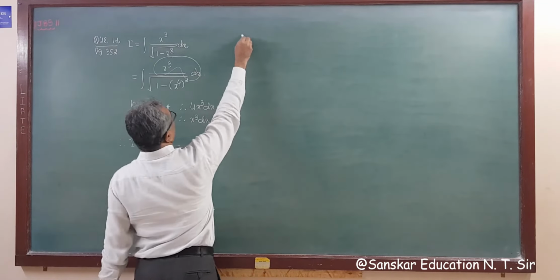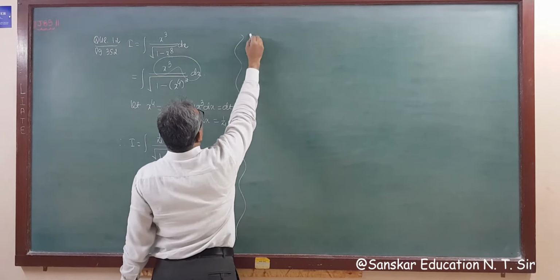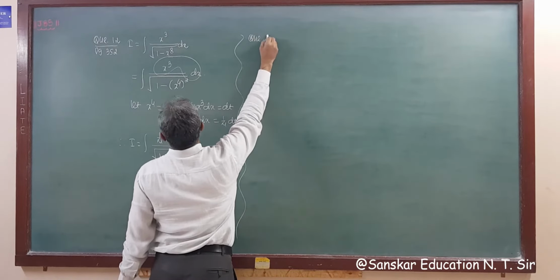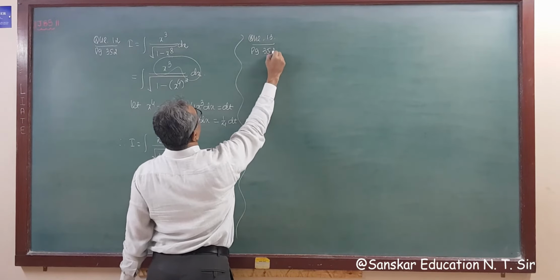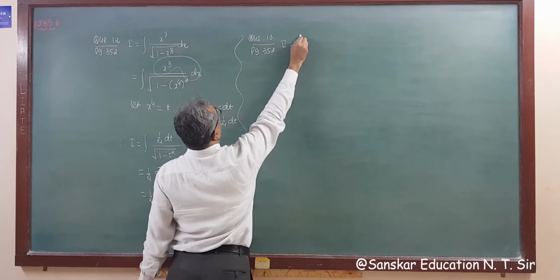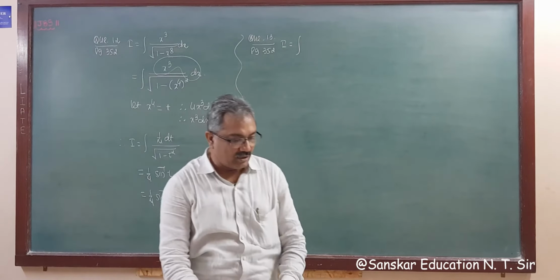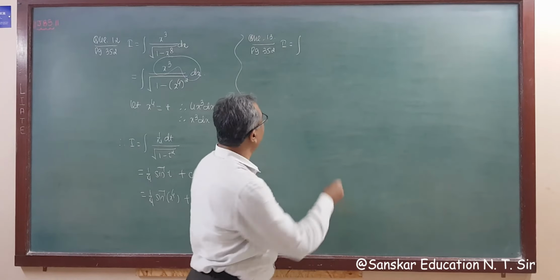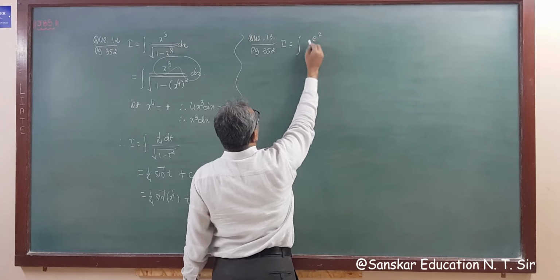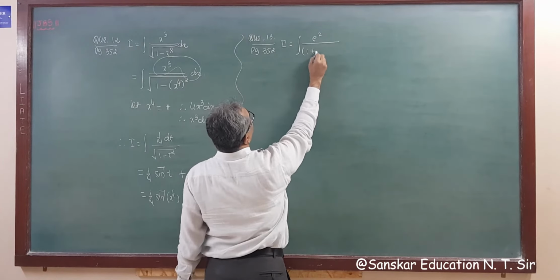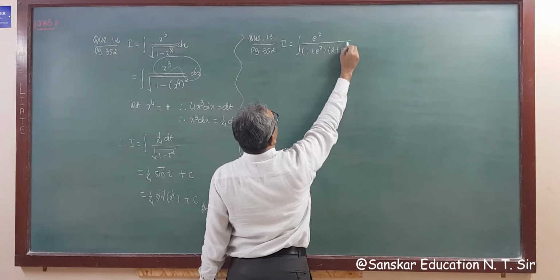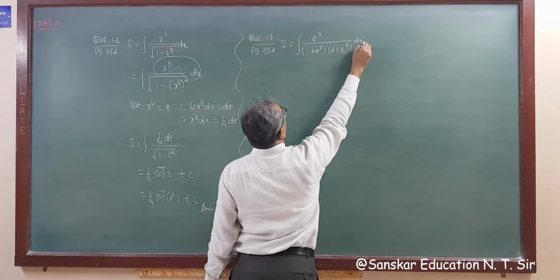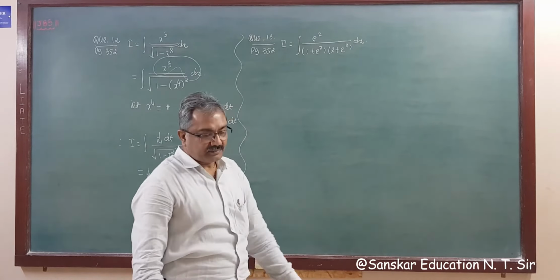Now the next question is also a nice and small question. Question number 13, page 352. Question number 13 is I is equal to integration of e raised to x whole upon 1 plus e raised to x and 2 plus e raised to x dx. This is the given question, right?